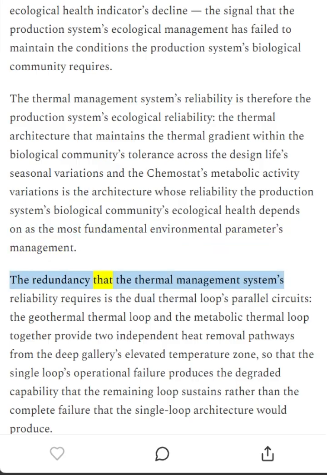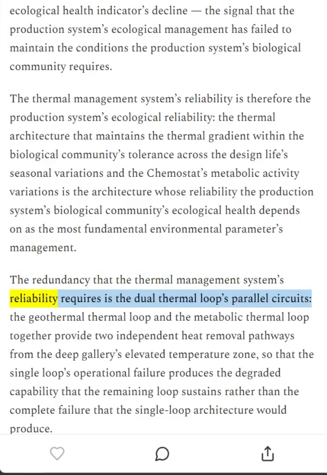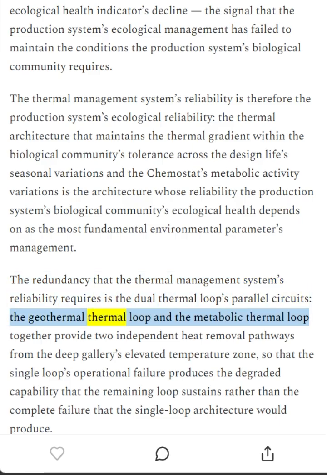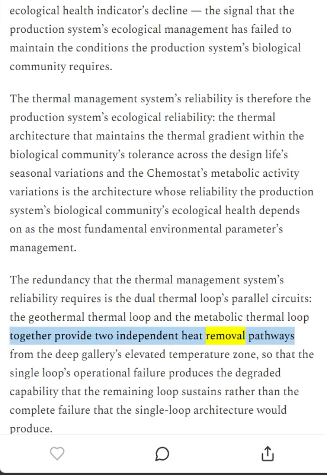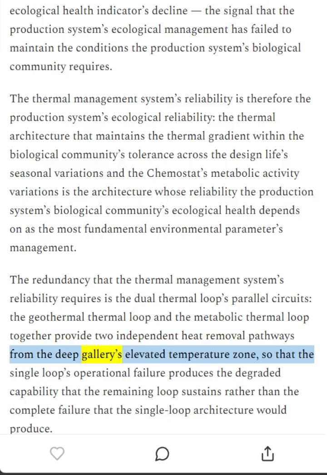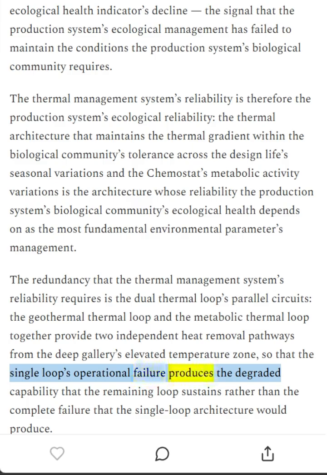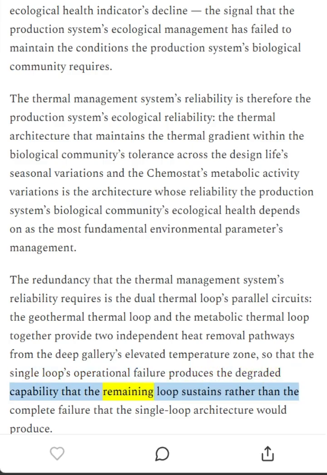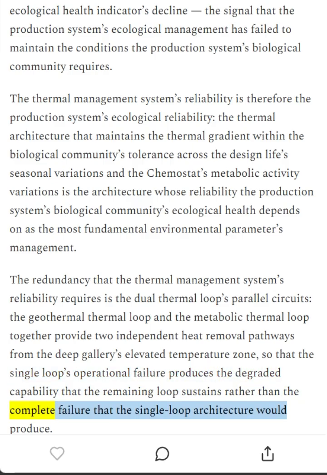The redundancy that the thermal management system's reliability requires is the dual thermal loop's parallel circuits. The geothermal thermal loop and the metabolic thermal loop together provide two independent heat removal pathways from the deep gallery's elevated temperature zone, so that the single loop's operational failure produces the degraded capability that the remaining loop sustains rather than the complete failure that the single loop architecture would produce.